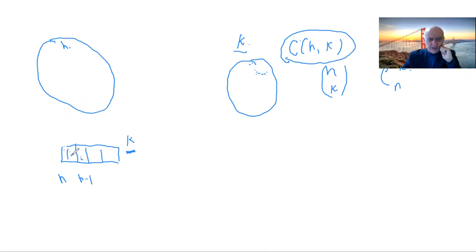So this is first slot. Here we have n choices. This is second slot. We have n minus 1 choices. This is third slot. We have n minus 2 choices.